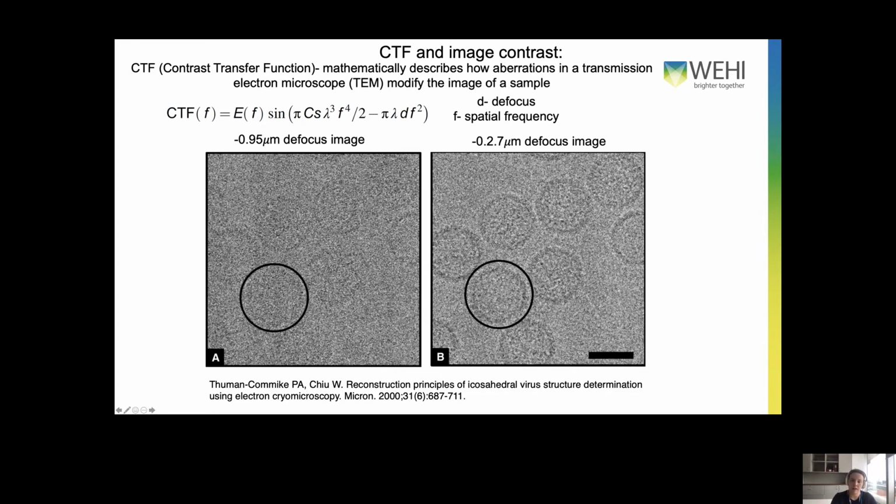However, the more defocus you apply, the less high resolution information you can recover. We can apply CTF correction to recover at least some high resolution information. But overall, the preference is to minimize defocus as much as possible during the data collection.